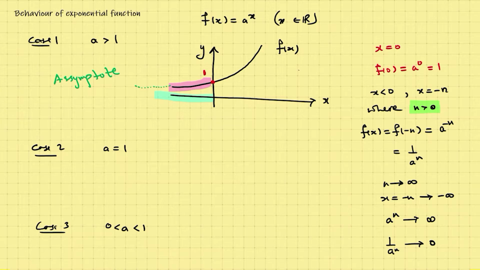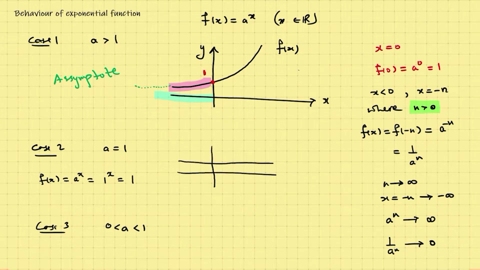In this case, we're going to have a equals 1. So f of x is going to be a to the x, just 1 to the x. But 1 to any power is just 1. So the graph is very, very obvious. The graph is just a horizontal line in this case. Of course, the y value is still 1.